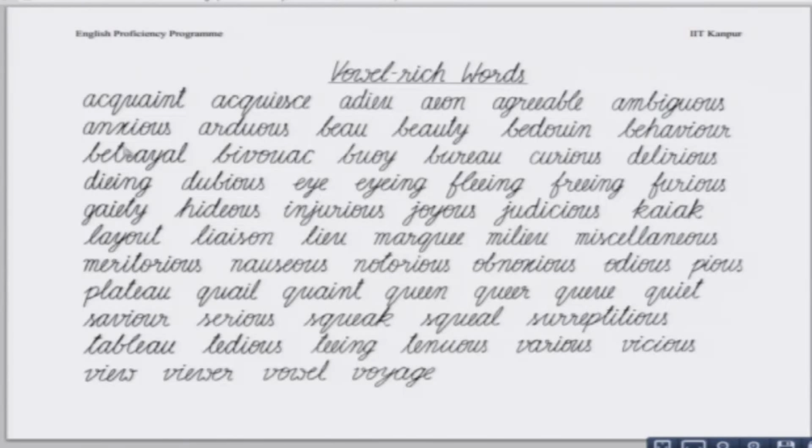Can you read out the first 2 lines? Acquaint, acquiesce, eon, agreeable, ambiguous, anxious, arduous, beauty, bedouin, behavior, betrayal, bivouac, boy, bureau, curious, delirious, dying, dubious, eye, eyeing, fleeing, freeing, furious.